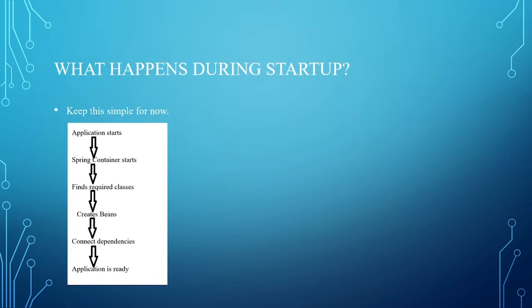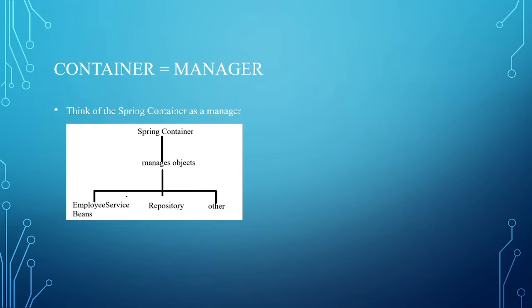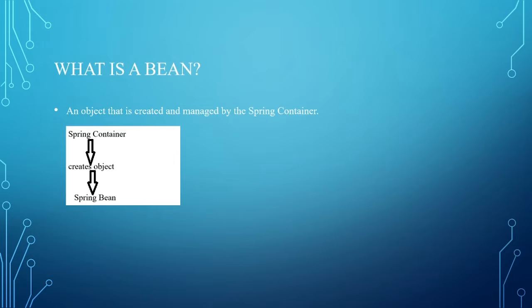When our Spring application starts, the Spring container is initialized. It identifies the classes that need to be managed, creates their objects, and connects their dependencies. Once this setup is completed, our application is ready to use those objects. A simple way to remember the Spring container is to think of it as a manager. Instead of every class creating and managing its own dependencies, the Spring container manages those objects and their relationships.